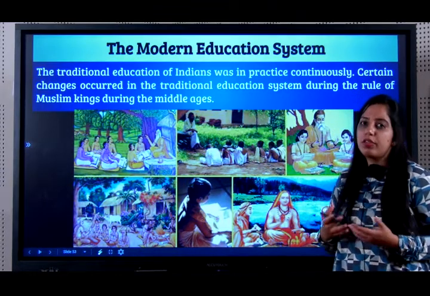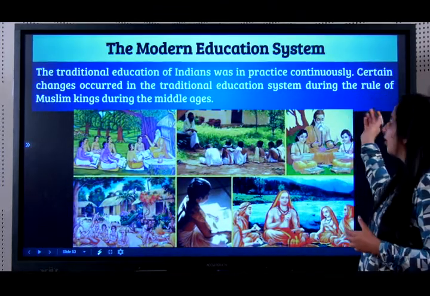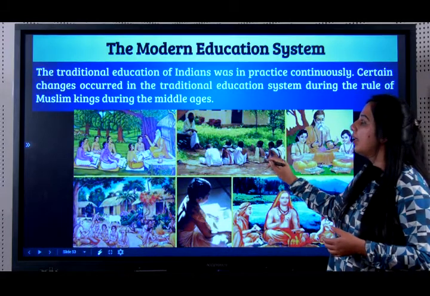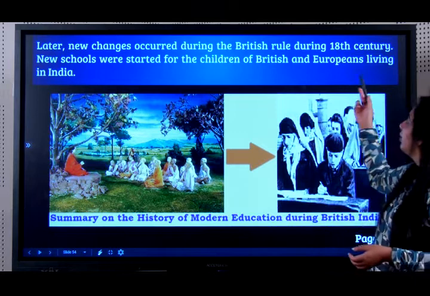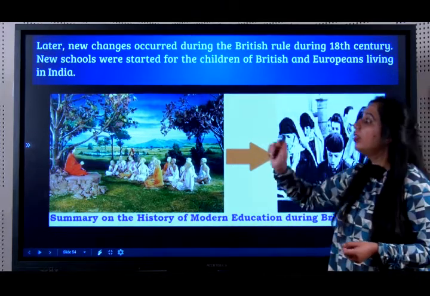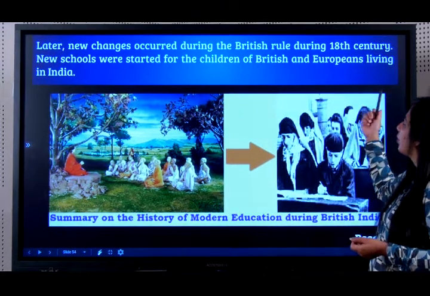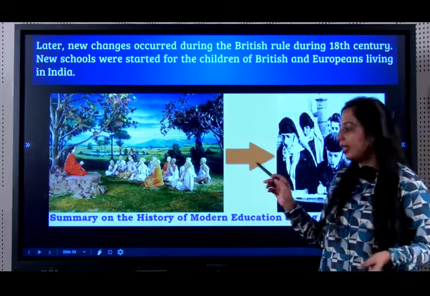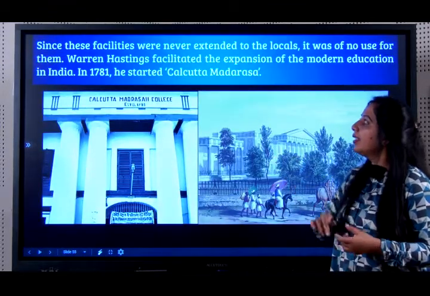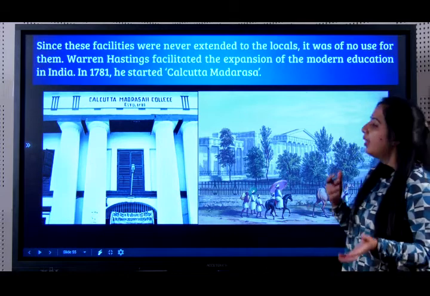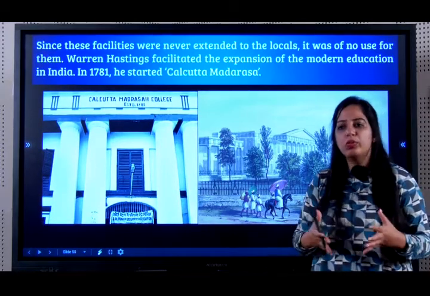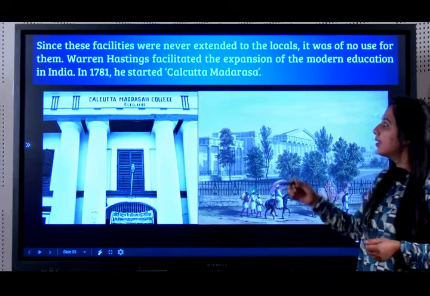It was reformed to some extent during the rule of the Muslim kings during the Middle Ages, but a lot of new changes occurred during the British rule. New schools were started for children of British and Europeans who lived in India. Since these facilities were never given to Indians, they wanted to have their own schools with similar facilities.